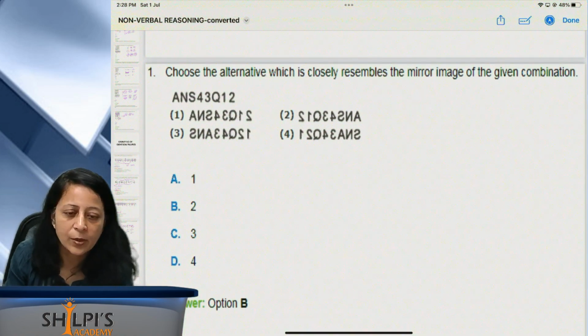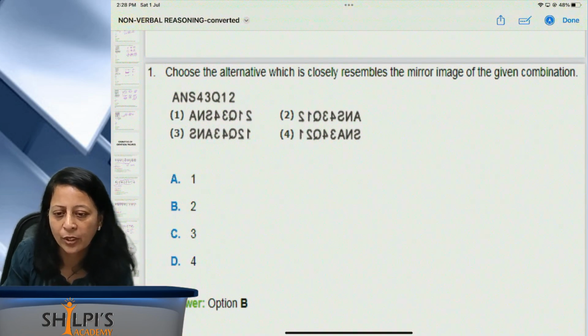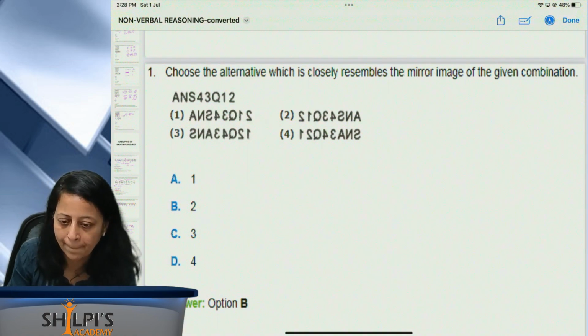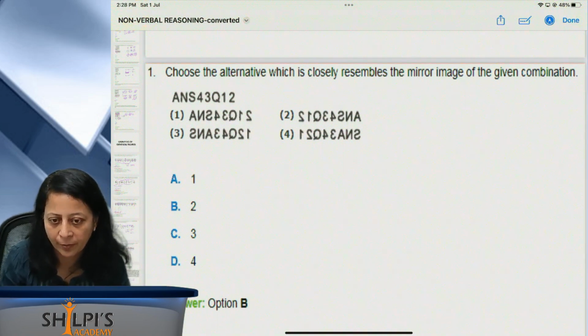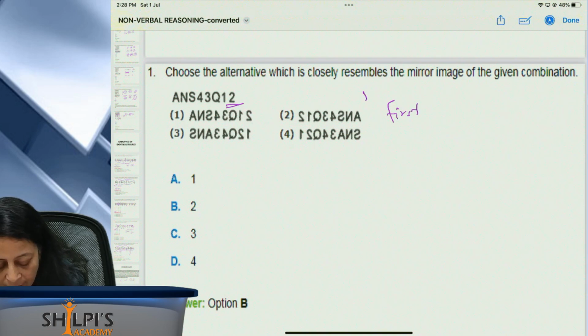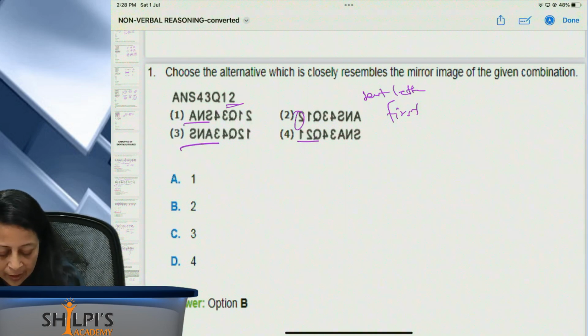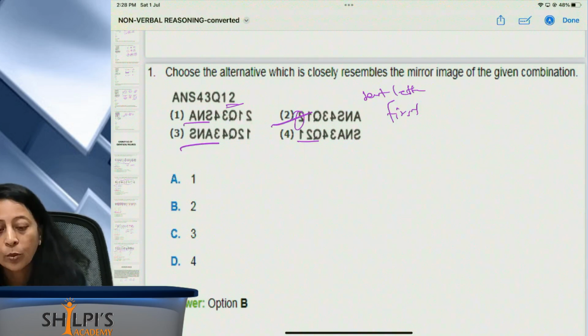Choose the alternative which closely resembles the mirror image of the given combination A, S, 4, 3, Q, 1, 2. So this is a direct image. How is the mirror image going to be? When you see it in the mirror, the last letter becomes your first letter. Here you can see only the last letter matters. 1 is not at the last, A is not at the last, S is not at the last. So we go with a direct option, only 2 is there.